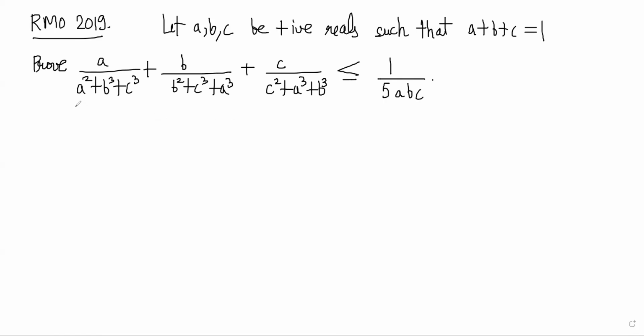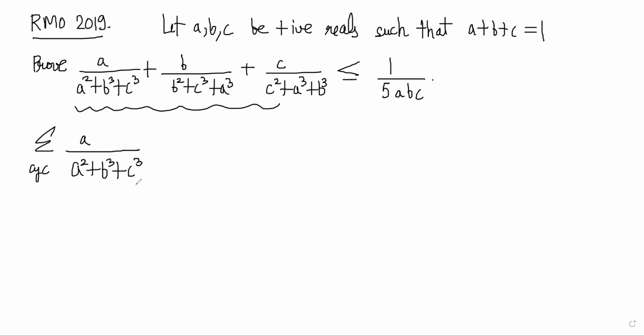Now, this is a cyclic sum. All the variables are getting interchanged one by one. You have three terms where there is symmetry, one time with A, one time with B, and one time with C. So we can write it as a cyclic sum of A by A square plus B cube plus C cube. This sum basically incorporates all of these three terms. Now notice one thing, there is B cube and C cube, and this is A square. So this is not a homogeneous inequality.